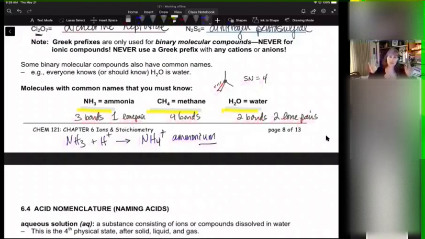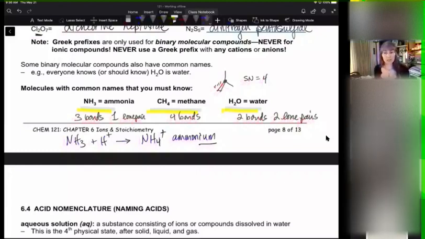Okay, so just a bunch of extra information to help build the memory, right? Because you get to know these. It's like knowing 100 of your best friends. So ammonia. Methane is our standard tetrahedral molecule shape. It is the smallest hydrocarbon. So we usually use hydrocarbons for fuels. And it's completely nonpolar. And water, everybody knows water. Water is so important. So you have to know the formula for water.